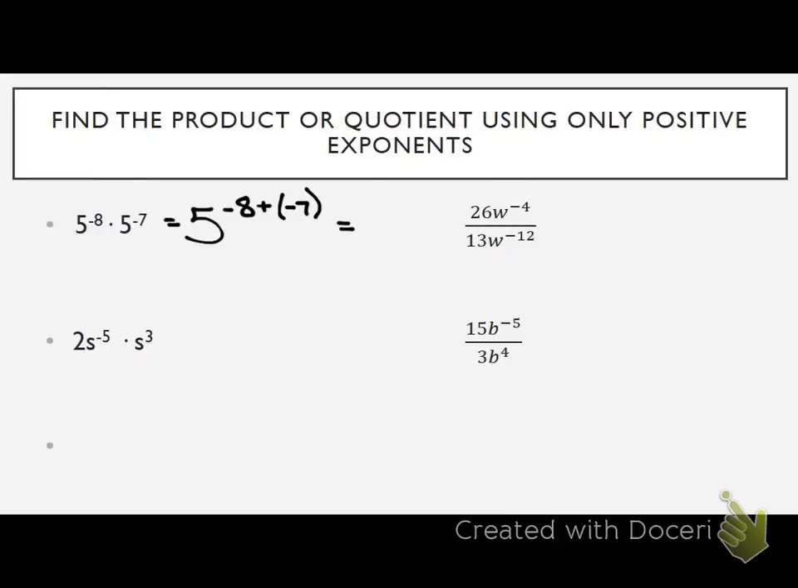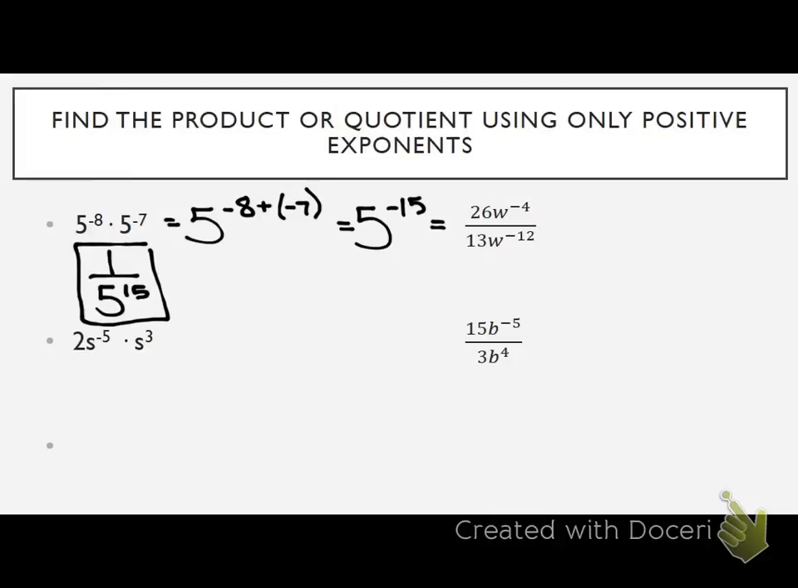So again, it is very important. It will not be counted wrong, but it's important that you show this step right here. 5 to the negative 8th power plus negative 7. What's negative 8 plus negative 7? Negative 15. But you cannot write your answer with a negative exponent, so what do you do? You put it into the other side of the fraction, 1 over 5 to the 15th.